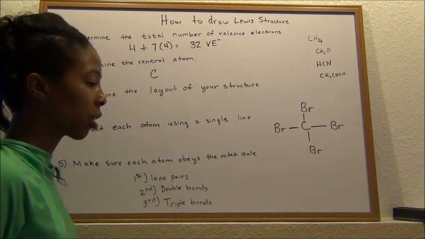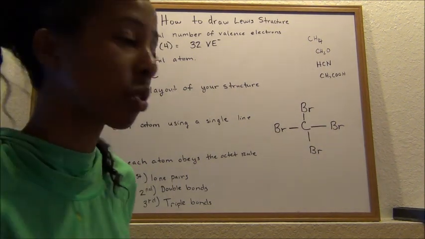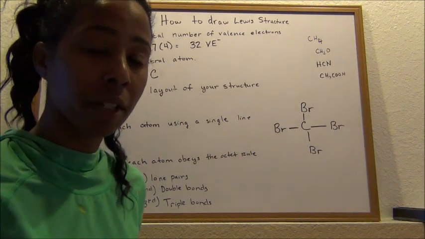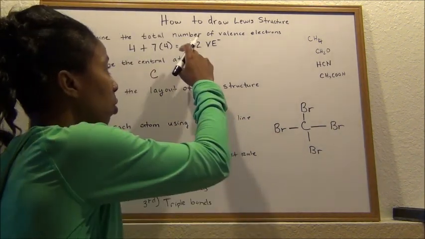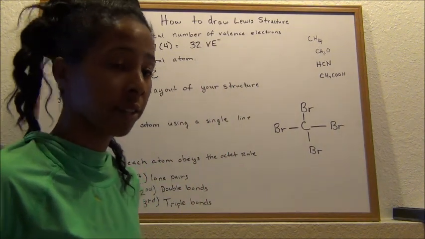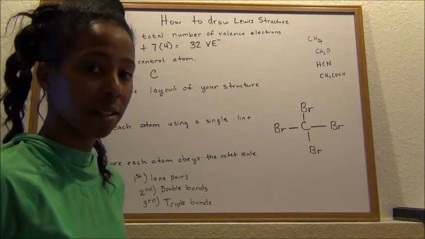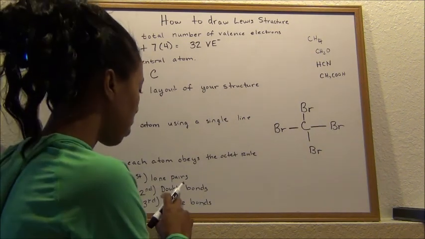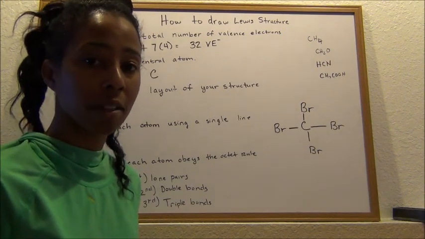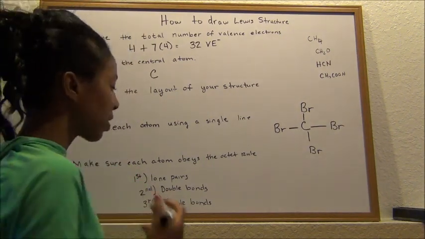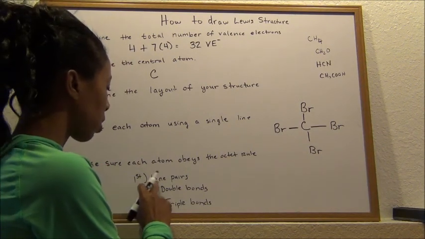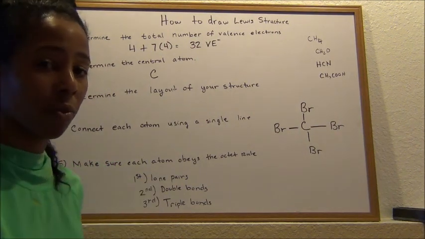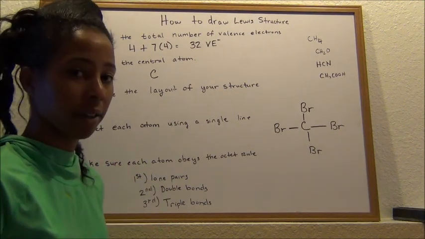First, try making your atoms obey the octet rule by using lone pairs of electrons. If your lone pairs of electrons run out, meaning you have used 32 valence electrons, then you go in and make double bonds. If you can't make everything obey the octet rule by using double bonds, then you go in and you use triple bonds. But we haven't started using lone pairs first. So we're going to start trying to make everything obey the octet rule by first using lone pairs.